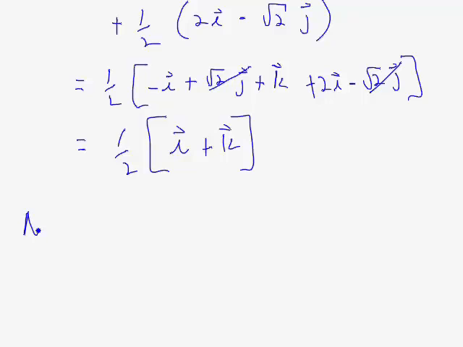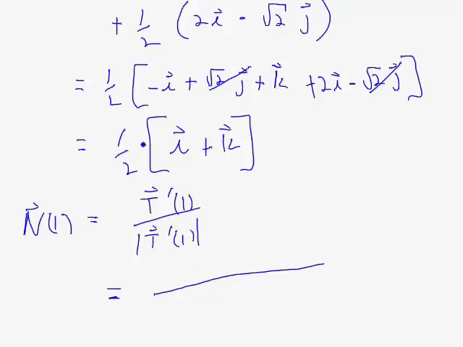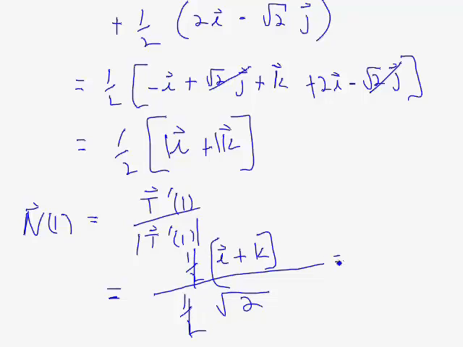And then if you remember, N of 1 is just T prime of 1 divided by the magnitude of T prime of 1. And okay, so if you think about it, the magnitude of T prime is just going to be 1/2 times the square root of 1 squared plus 1 squared, or just square root of 2 on the bottom. And then on top we've got T prime of 1, which is 1/2 i plus k in brackets. So the 1/2s cancel, and you're left with 1 over root 2 times i plus k for N of 1.